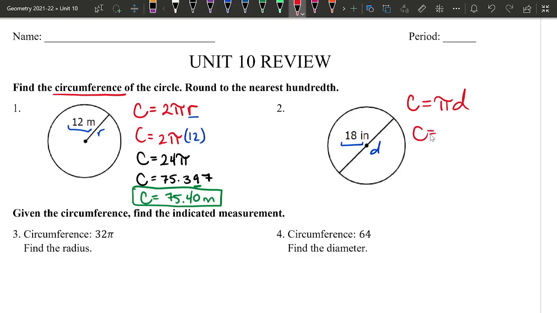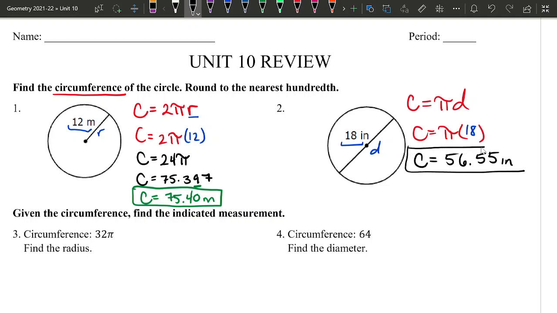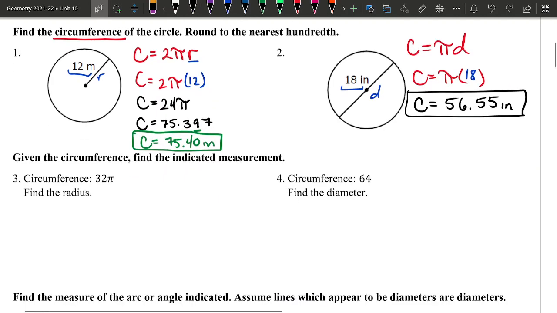So the circumference equals pi times 18, or 18 pi, and multiply that, and we get 56, so the circumference is 56.55 inches. All right, so there's our circumference. Circumference is the perimeter of a circle, has its own word, circumference. We're still dealing with circumference.